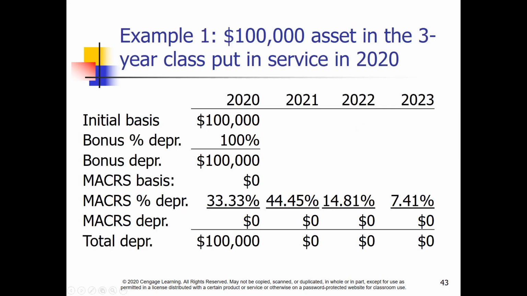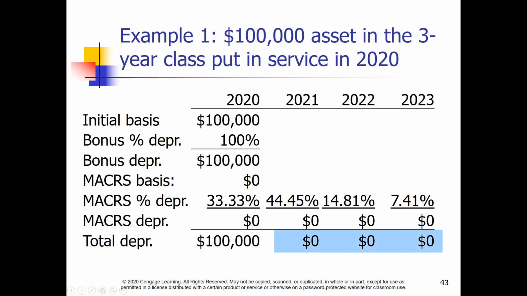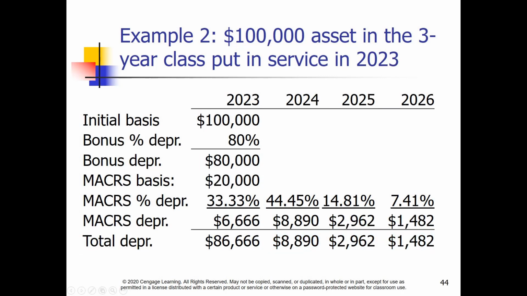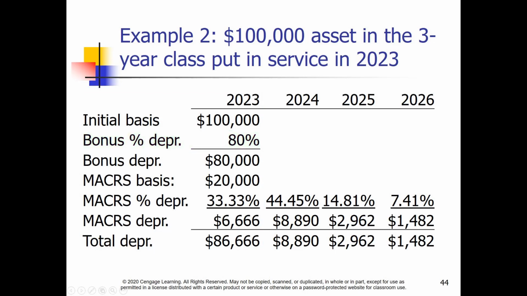Example 1. We purchase a $100,000 asset in the 3-year Modified Accelerated Cost Recovery System class. For 2020, we can deduct the entire $100,000 as depreciation, with no depreciation deductions in years 2021 through 23. Example 2. Same $100,000 asset, but now we purchase it in 2023. Our bonus is 80% deductible instead of the 33.3. The bonus reduces the depreciable basis from $100,000 to $20,000. The standard modified accelerated percentages are applied to the reduced basis for each year.